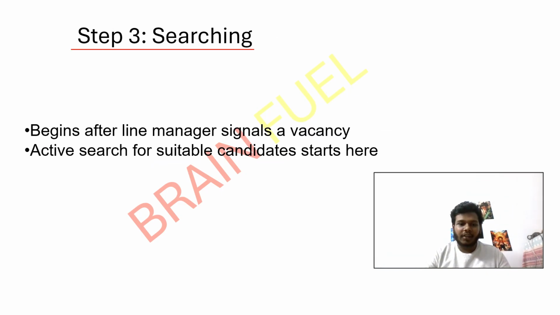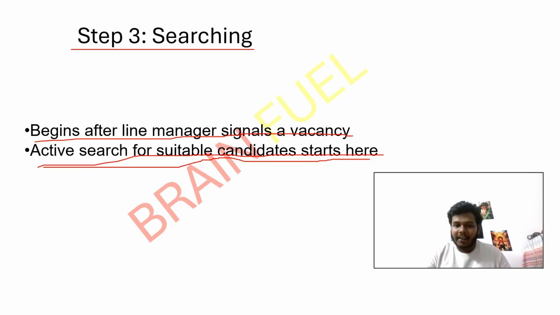Step 3. Searching begins after the line manager signals a vacancy. Active search for suitable candidates starts here. So whenever a manager signals a vacancy, HR has to actively search for suitable candidates. So this will start here. The hiring process will be started here.